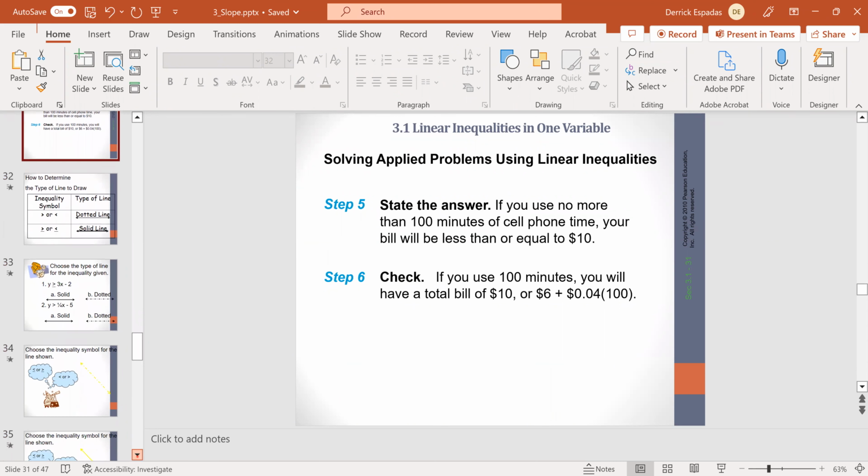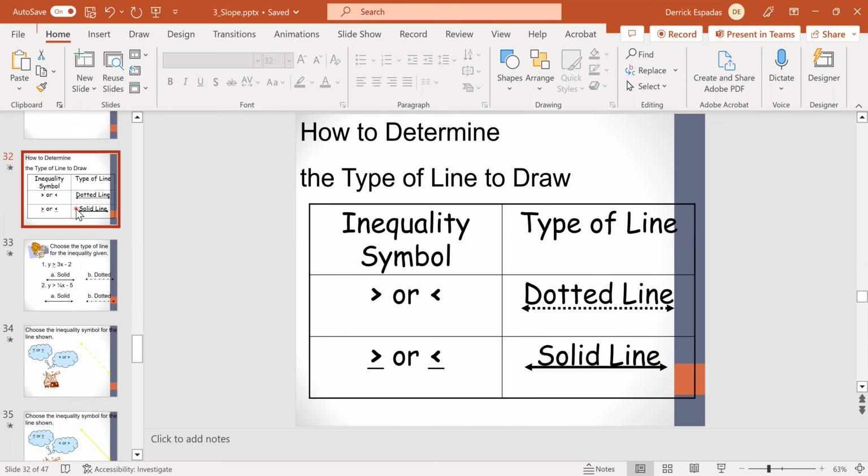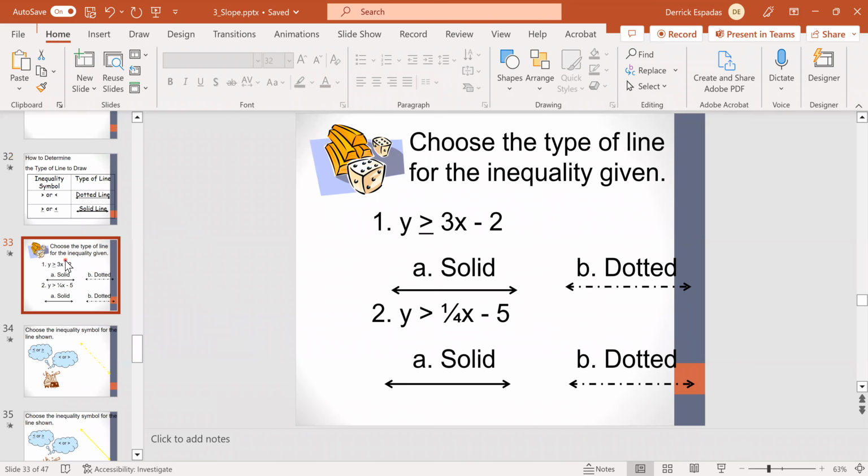So we're going to sometimes want to graph these lines. We usually graph an inequality symbol that doesn't have the equals with a dotted line, and we graph the symbols with the equal sign with a solid line. So for example, y is greater than or equal to 3x plus 2, I would use a solid line. And for example, with y is greater than 1/4 x minus 5, I would use a dotted line because it's not equal on that one.